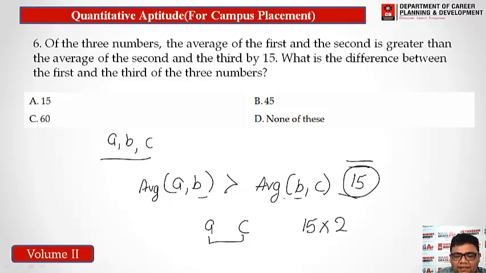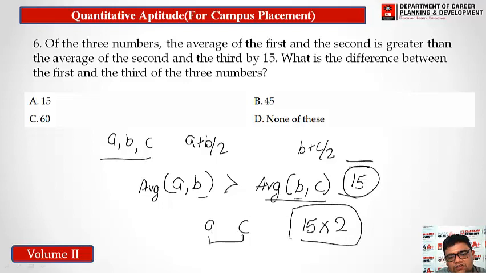So if the difference in average is 15, then the actual value difference will be double of 15. Why? If we take the average, it will be B plus C by 2, and obviously here it will be A plus B by 2. So if we have to find the exact value, we have to multiply by 2. So the difference also we have to multiply by 2. That will give us 30 as the correct difference. So option D is the correct answer, right? 30 will be the correct answer, which is option D according to the options.